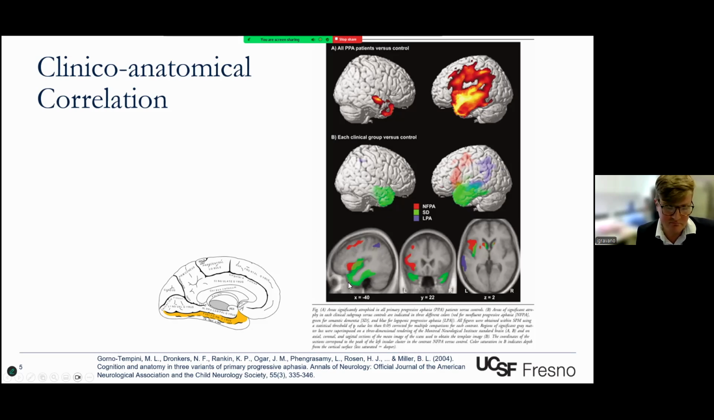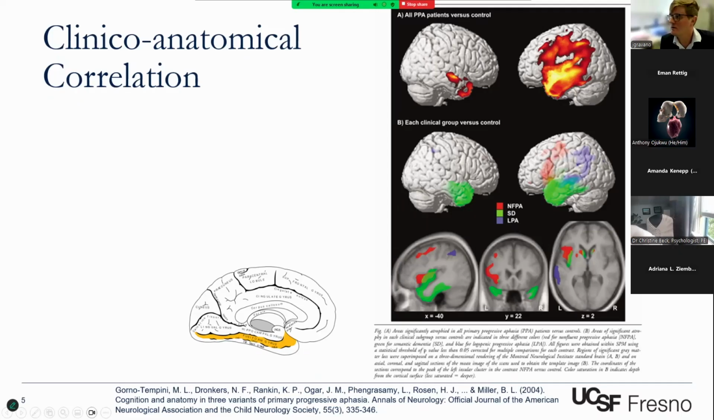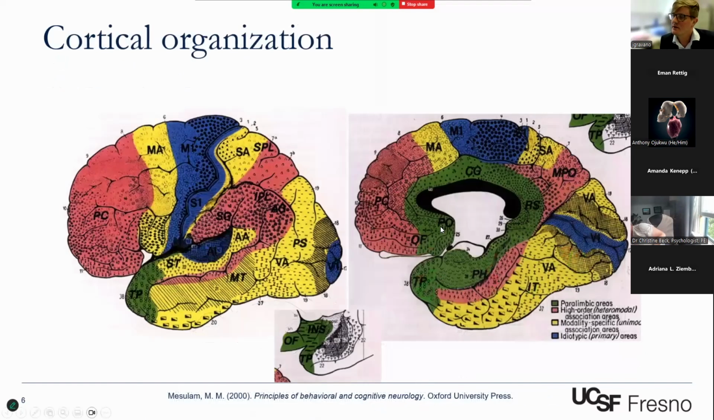For example, in the non-fluent variety here, we have some involvement of arcuate fasciculus and frontal occipital fasciculus, so the white matter tracks that go to and from cortical sites. So we have, again, a cortical anatomy, and we have some indications of other subcortical involvement early in these clinical characterizations.